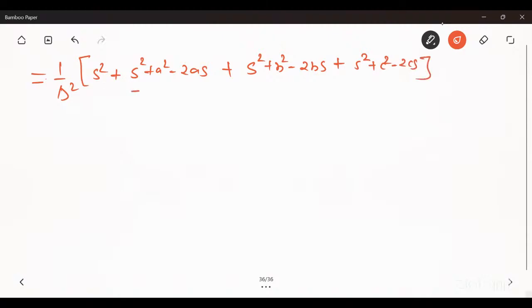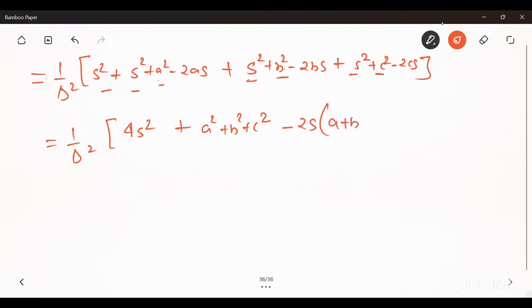Now S square, S square, S square, S square will become 4S square. So 4 times S square plus A square plus B square plus C square. Now which was left? Minus 2S, I take common, so A plus B plus C.